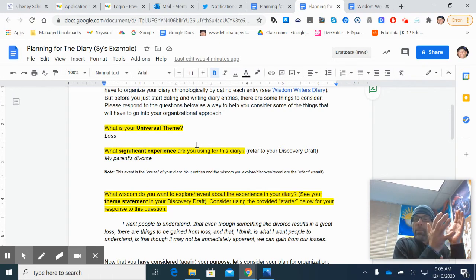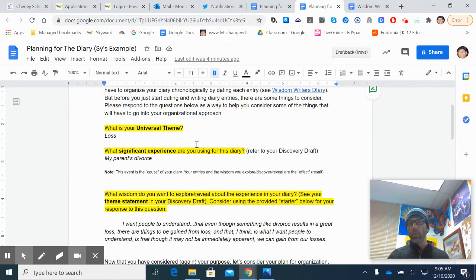Because my parents got divorced, that led me down a path that helped me arrive at some wisdom about loss. I think that's going to be the hardest transition for some of us to make, because we're going to want to write about the event, and it's really not about the event. The event is just something that we're using to reveal the wisdom that we have gained from this.